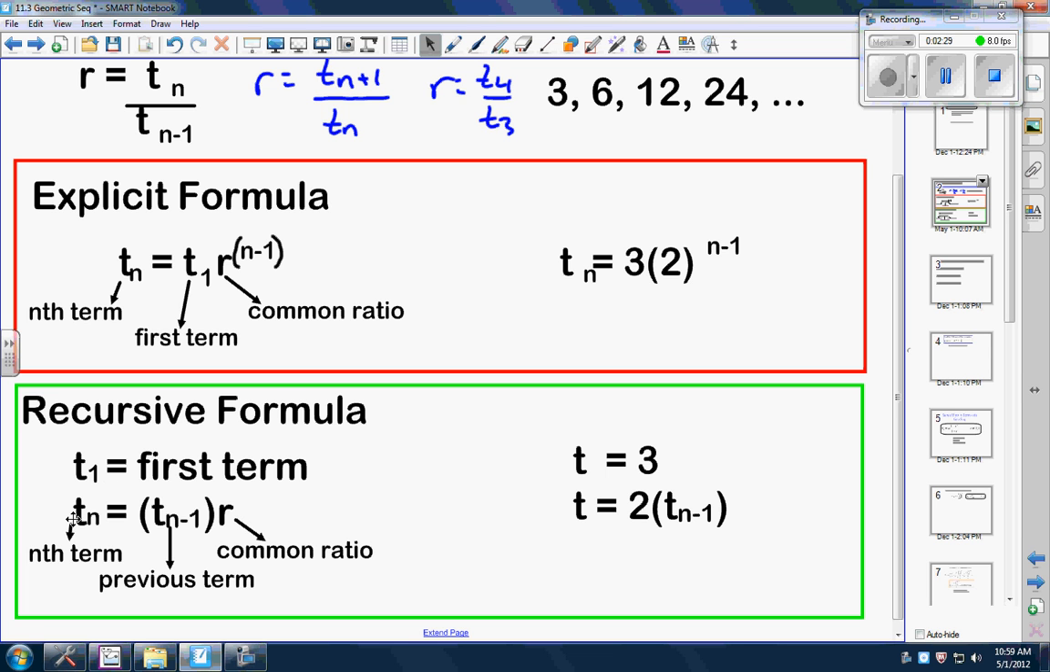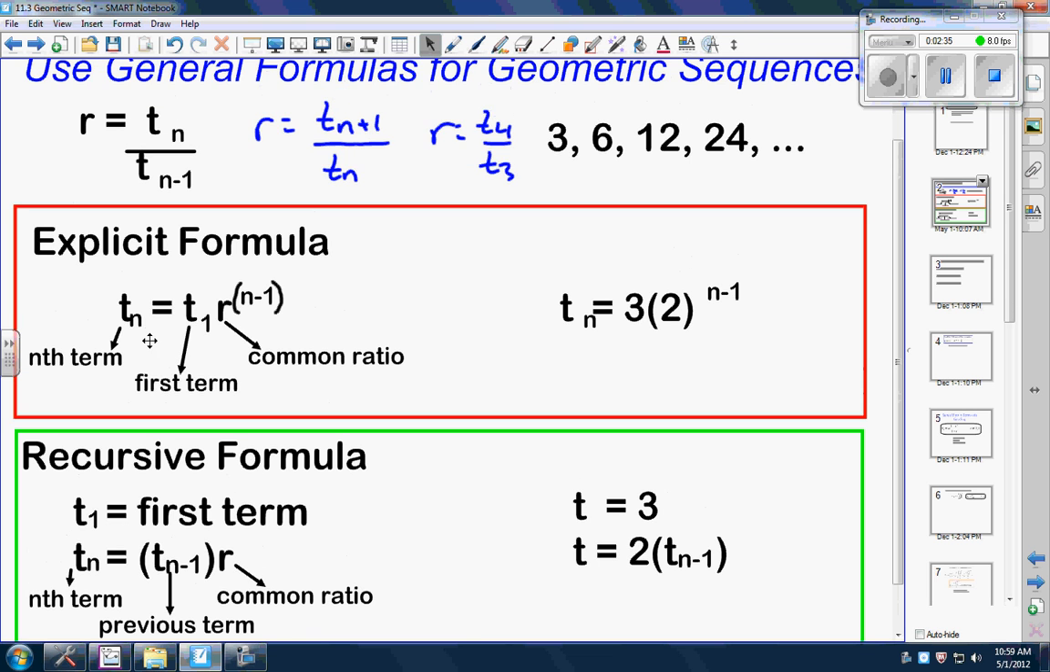So again, recursively is easy. First term is 10. The nth term is the previous term times a ratio of 4. Okay, but explicitly will let us easily do the 50th term without finding the 49th. We can jump from 1 to 2 right to 50 explicitly. Recursive, we need to count them all out.